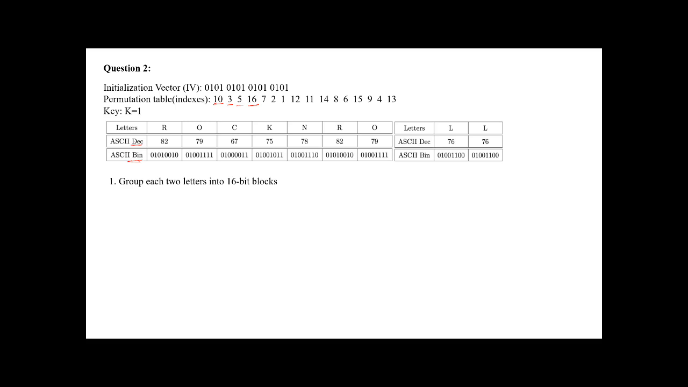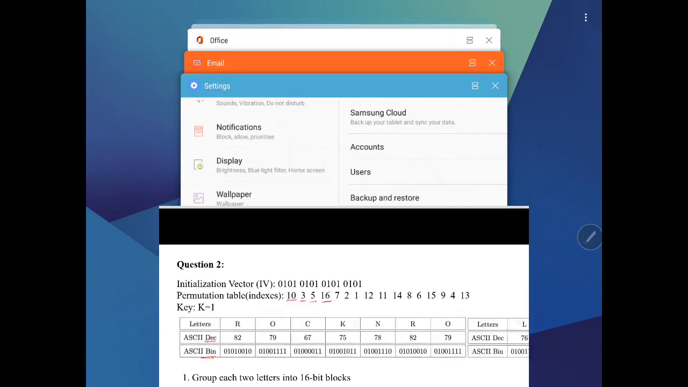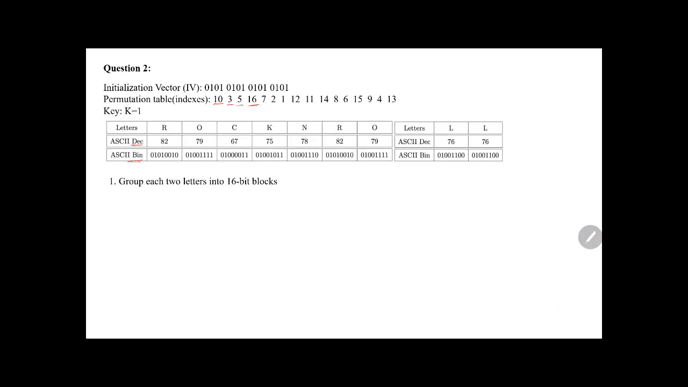Okay, so let's start with the first step. As you can see here, the question said that the blocks contain 16 bits, and our letters, each letter consists of only 8 bits. So basically this means that we will have 2 letters in each block.